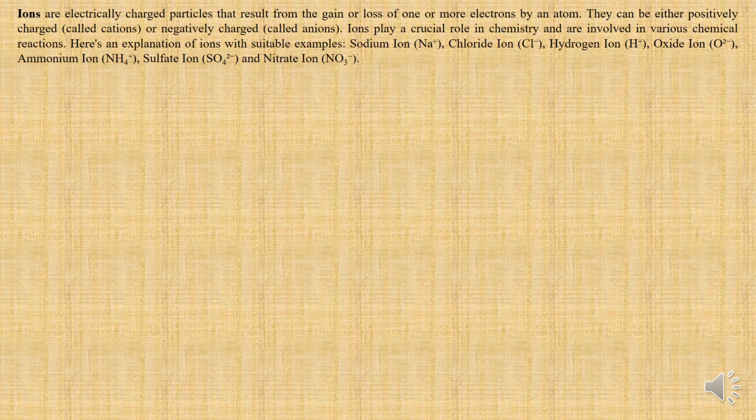Now, ions are electrically charged particles that result from the gain or loss of one or more electrons by the atom. They can be either positively charged, called cations, or negatively charged, called anions. Ions play a crucial role in chemistry and are involved in various chemical reactions. Here's an explanation of ions with suitable examples: sodium ion, chloride ion, hydrogen ion, oxide ion, ammonium ion, sulfate ion, and nitrate ion.